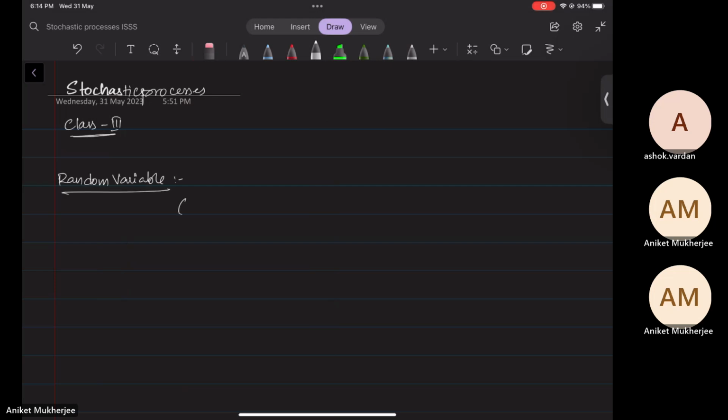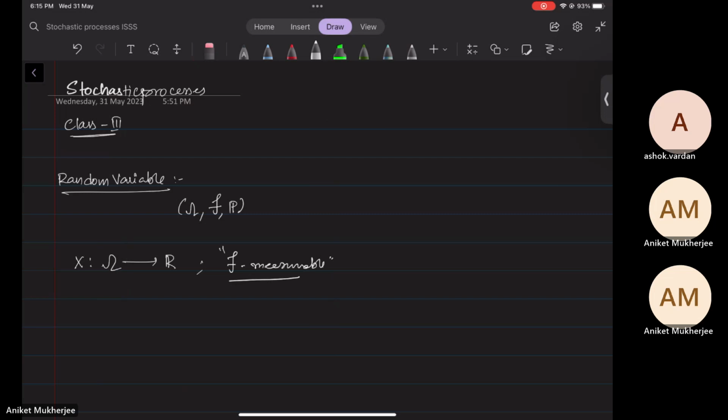So every time you're given a stochastic process, you have a sample space, you have an event space, and you have a probability function. These three are given to you. Now, a random variable is a function which maps from the sample space to the real number line. It's just a function which maps from the sample space to the real number line, and this function needs to be F-measurable.